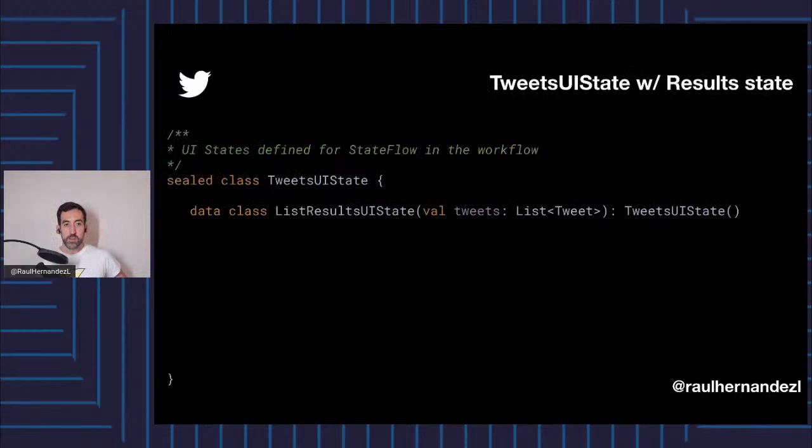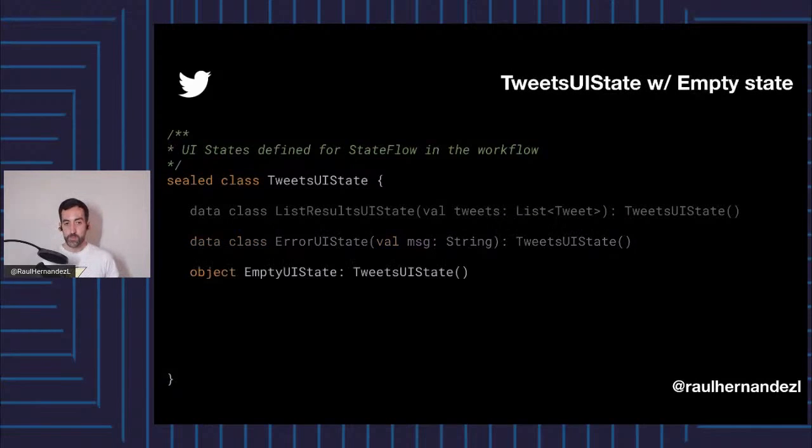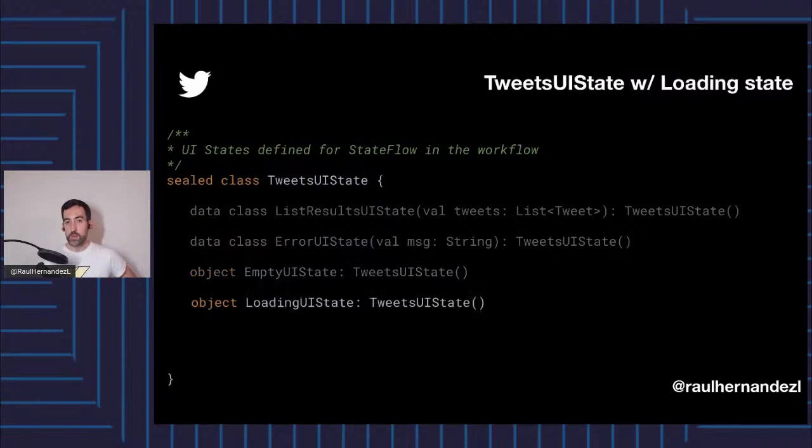So tweets UI state is basically the composition from this sealed class, this contract, with the different safe types we need, and the data class with list results UI state, embedding the tweets. That's the successful tweets results that we got. Then the error UI state with the message that we need to show to the user, and then the empty state. You want to just show that we don't have any results for this particular query. And then we want to show the pop-up again. We need to have a loading UI state.